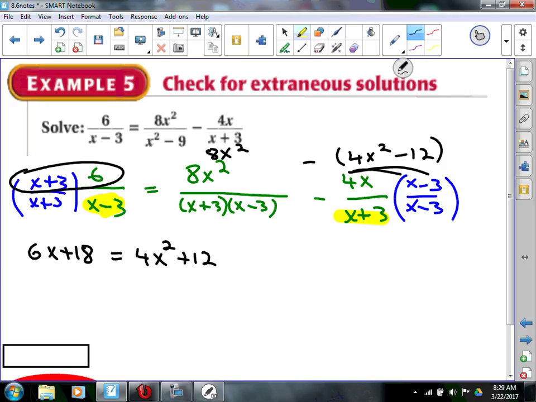So I'm going to put all my x squareds on the right, all the king's horses, all the king's men. I have 4x squared. I'm going to go ahead and bring my x's over. Minus 6x. 12 minus 18 is minus 6, and that equals 0. I'm really good at factoring. So what can I factor out of that expression?